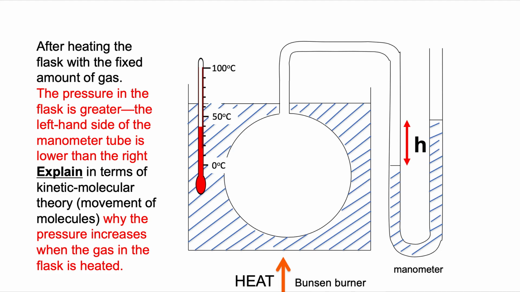Now, in previous times, it used to be a mercury manometer. So you could easily measure even relatively slight differences in pressure. With water, the U-tube would have to be so large. So we're just doing it qualitatively here.